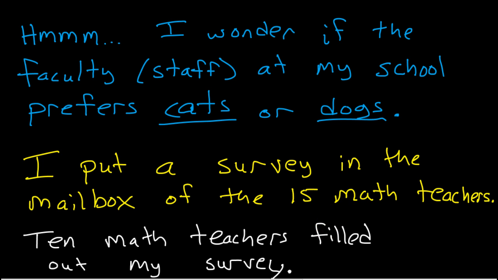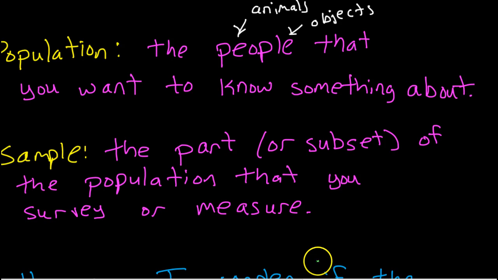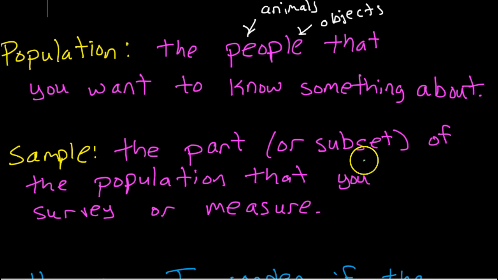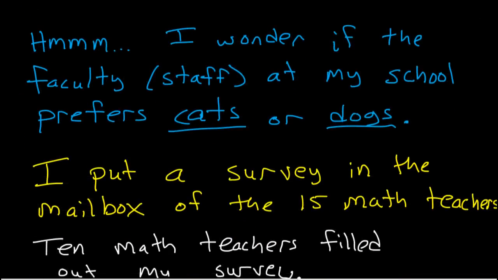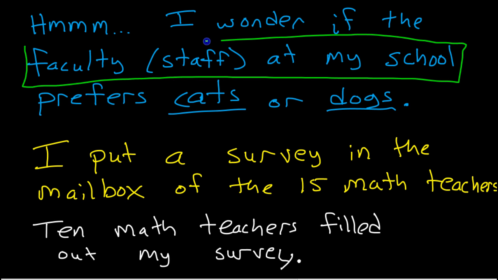Well, again, remember that the population is the people that you want to know some information about. So let's start with that. In this problem, I wonder if the faculty at my school prefers cats or dogs. So the people I want to know something about are the faculty, the staff members at my school. All of them. So this is the population. The faculty at my school is the population.